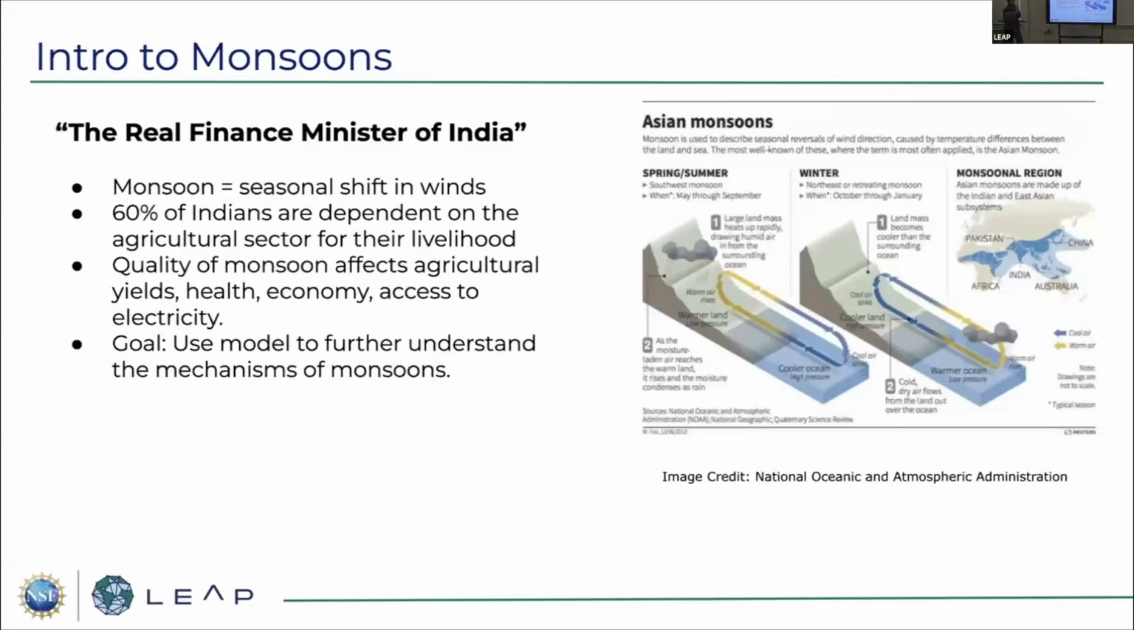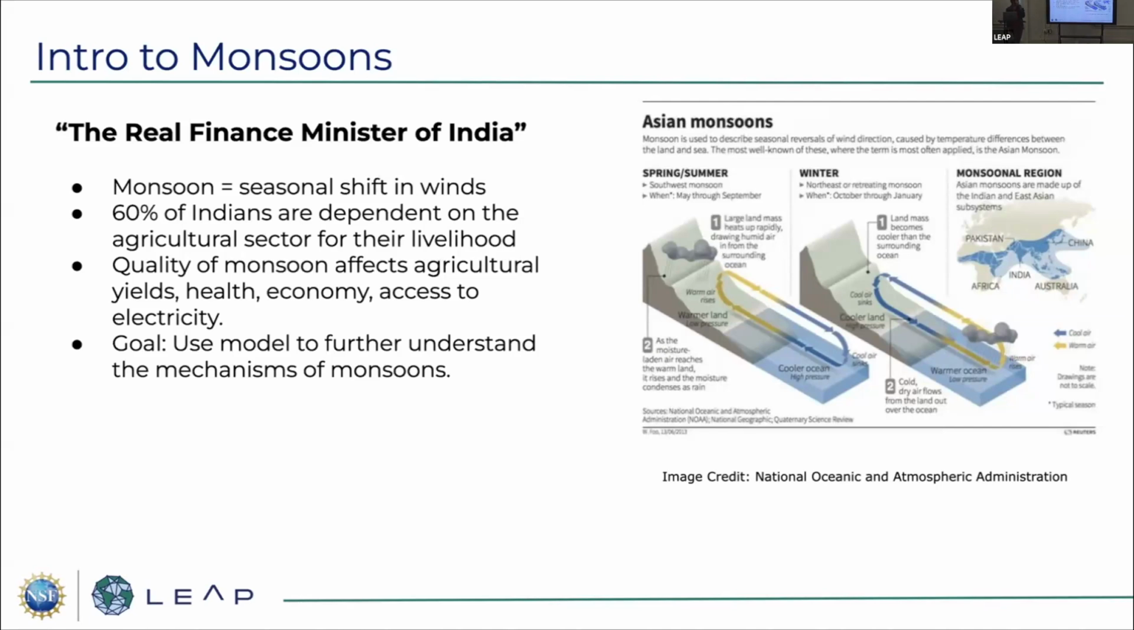So to clarify what a monsoon is, it is basically just a seasonal shift in the winds. A lot of people have this misconception that it's always associated with heavy precipitation, and that is the case for summer monsoons, which is the focus of this project, but just be aware that there are such things as winter monsoons, which are associated with severe drought.